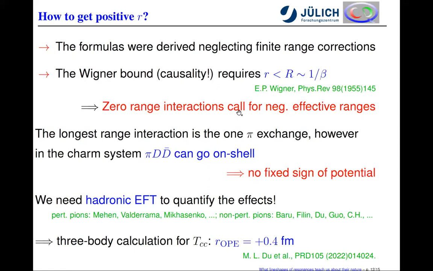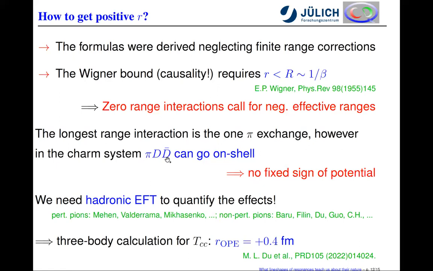Well, the longest range interaction that can appear is the 1 pion exchange. However, there's a problem. This 1 over beta cannot be estimated as 1 over m pi in the charmed system, simply because if we are, say, at the mass of the X(3872) or at the mass of the TCC, the pi D D-bar or pi D D state can go on shell.